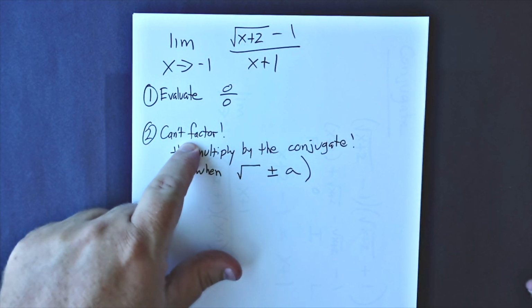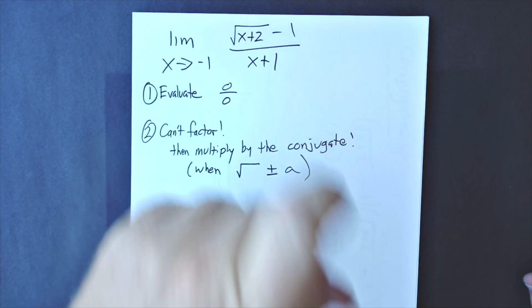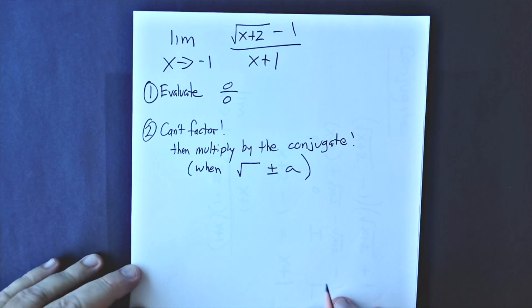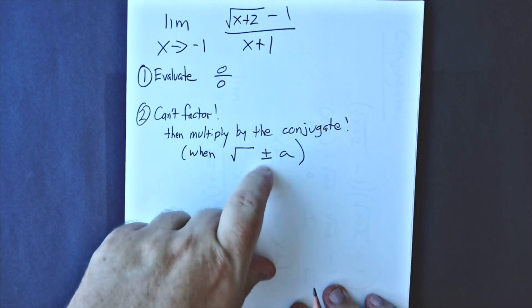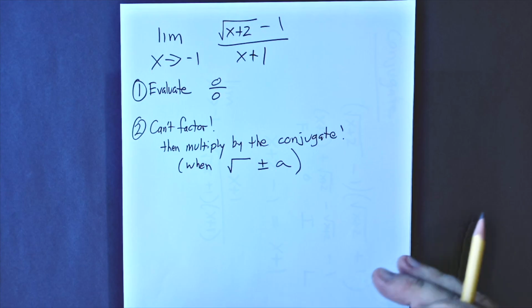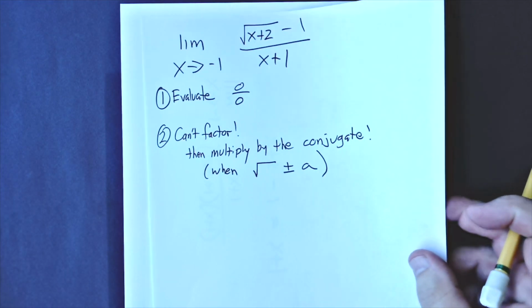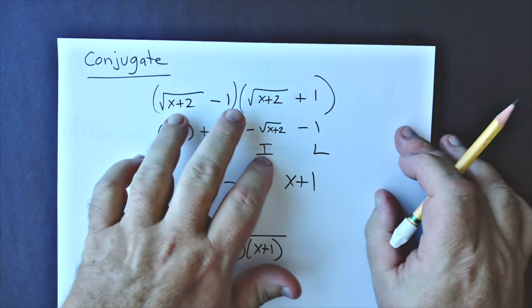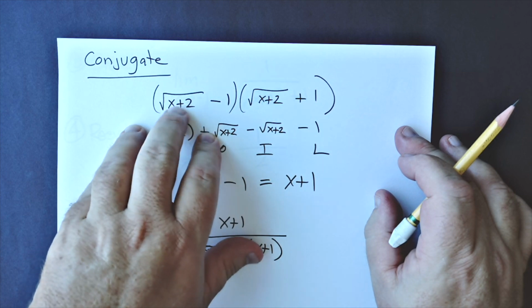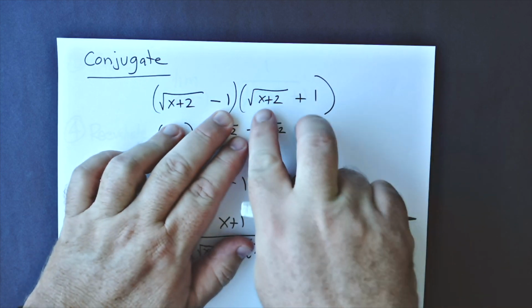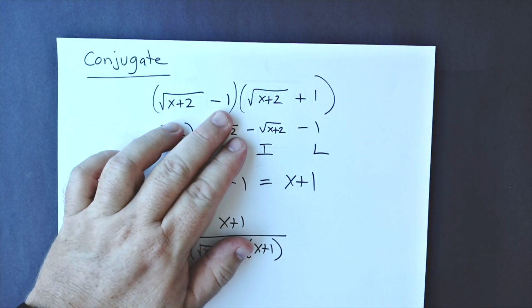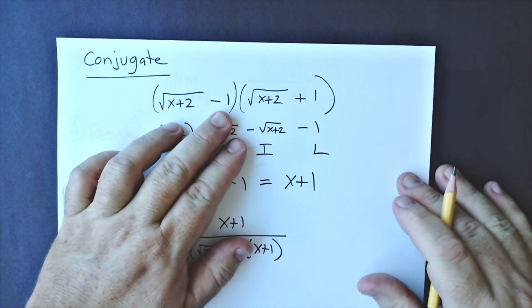Since we can't factor, but I do see this radical sign there, I'm going to go ahead and multiply by the conjugate. Usually a radical plus or minus something else is a clue. It doesn't always work that way, but it's a good clue. What the conjugate is in this case, it's this term. I have a radical with something in it, -1. So the conjugate is the same thing, only +1. It's going to turn into a difference of squares for us.